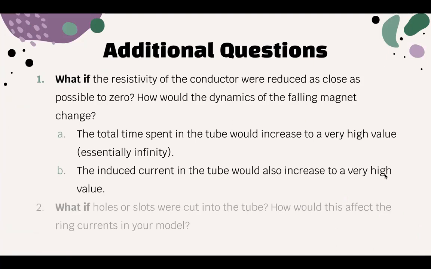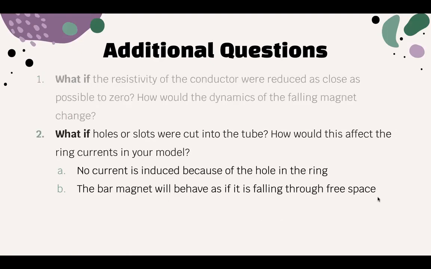If the resistivity of the conductor were very close to 0, then the total time spent in the tube would increase to a very high value, basically infinity, and the induced current in the tube would also basically increase to infinity. If holes or slots were cut into the tube, then no current would be induced in the rings because of the hole, and the magnet would behave as if it were falling through free space.